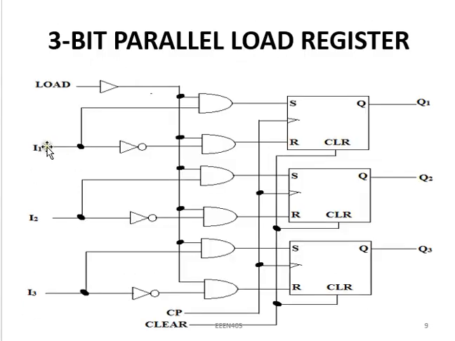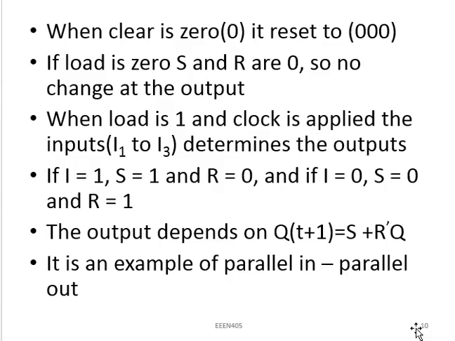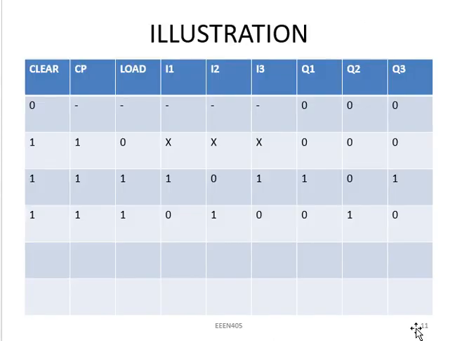Because all our inputs I1, I2 and I3 are delivered at the same time, and all the outputs Q1, Q2 and Q3 are taken at the same time, it is parallel in, parallel out. So in this case, we illustrate how it operates. First of all, whenever your clear is equal to 0, regardless of your clock, regardless of your load, and regardless of your 3 inputs, your output must be equal to 0 because clear is equal to 0.